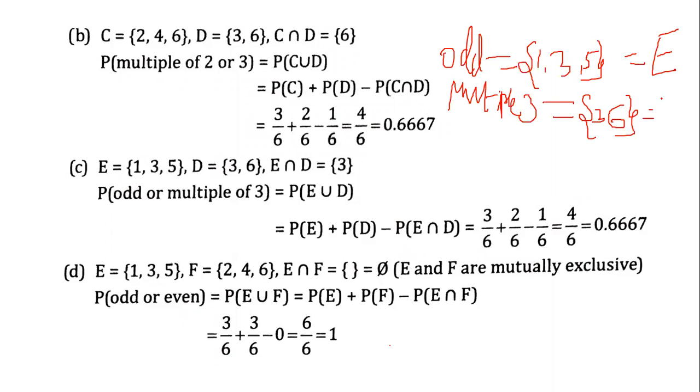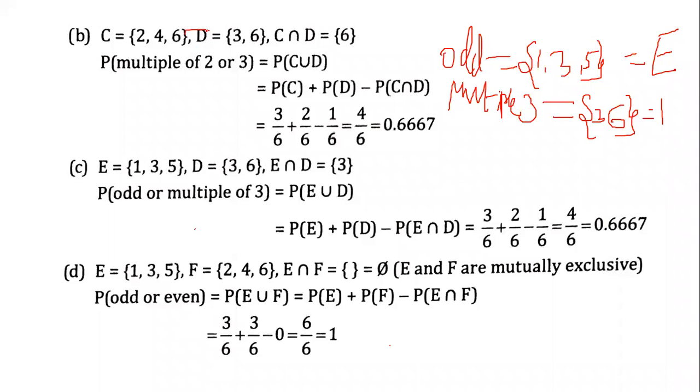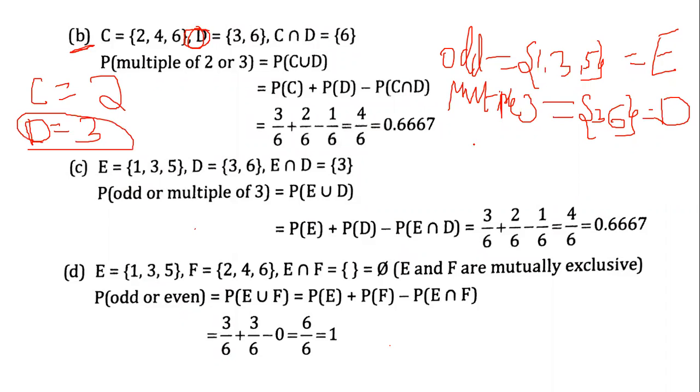So let us name this as event E. This is supposed to be F. They have written it as D again. Okay, wait a second. Okay, fine. Now the event D was also multiple of 3. So we are continuing that. In this problem, event C was getting multiple of 2, event D was getting multiple of 3. Correct? So I am taking the same D event here, multiple of 3.